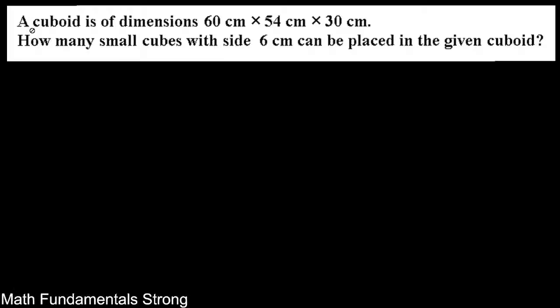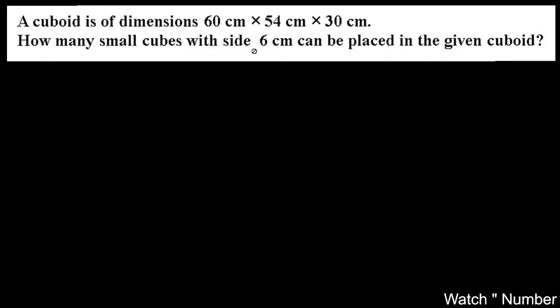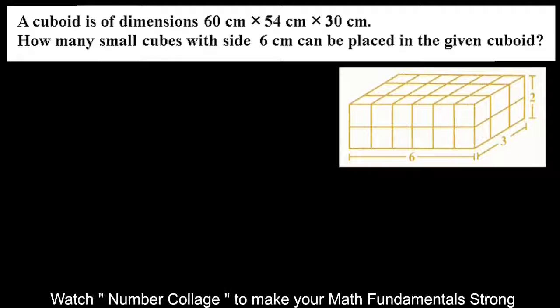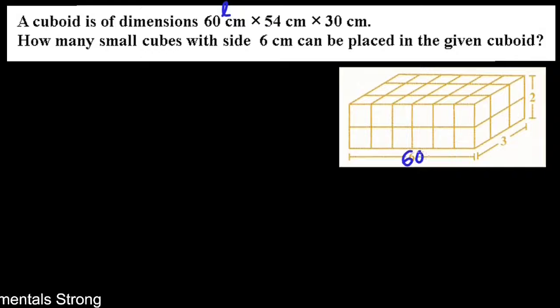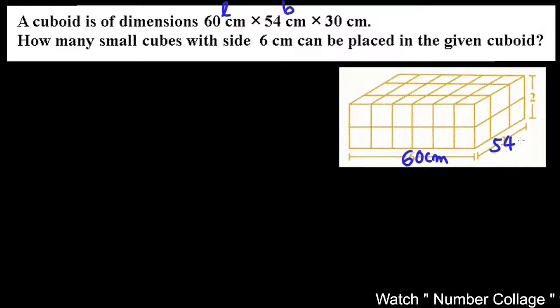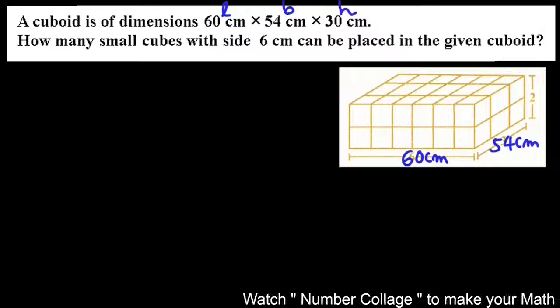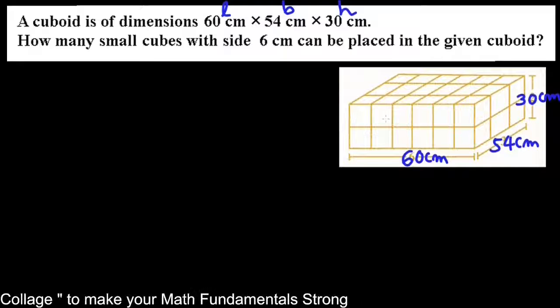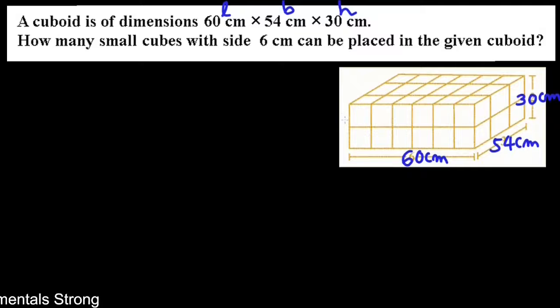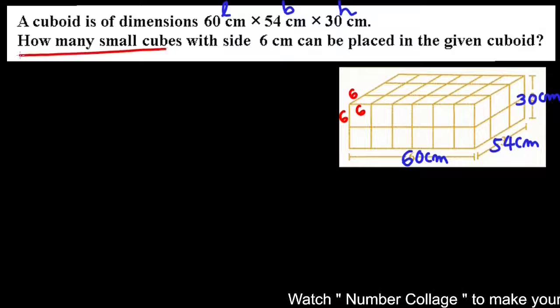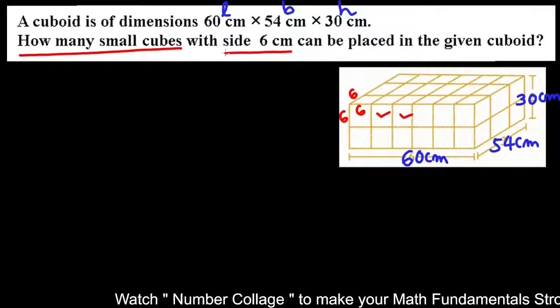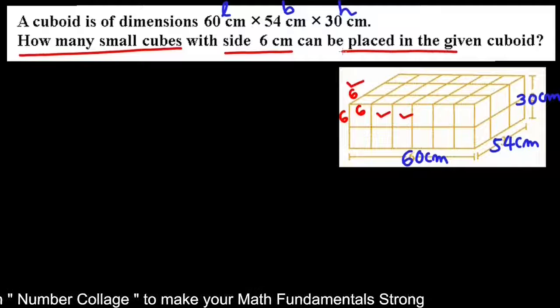Next problem is a cuboid is of dimensions 60 centimeter by 54 centimeter by 30 centimeter. How many small cubes with side 6 centimeter can be placed in the given cuboid? Now this is the big cuboid of length 60 centimeter, of breadth 54 centimeter, and of height 30 centimeter. We have to place small cubes of side 6 centimeter each within this cuboid, and we have to find how many small cubes of this size with side 6 centimeter can be placed in the given cuboid.